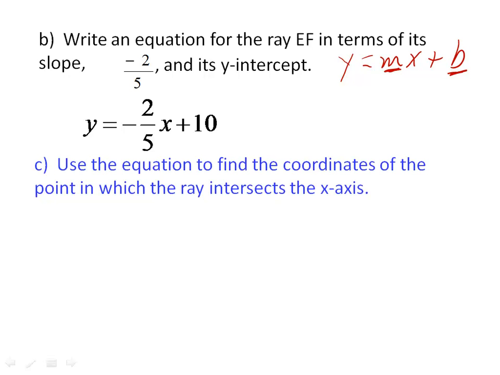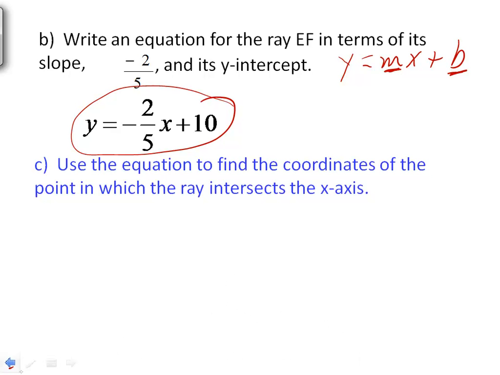Alright, so C: use the equation to find the coordinates of the point in which the ray intersects the x-axis. I want to refer you back to question A of this one. You might think that we're going to use this. How do you use that equation to find the coordinates of the point in which the ray intersects the x-axis?